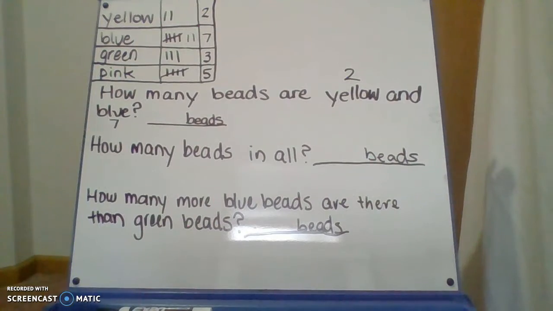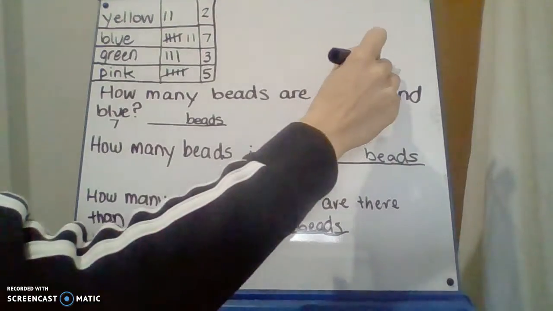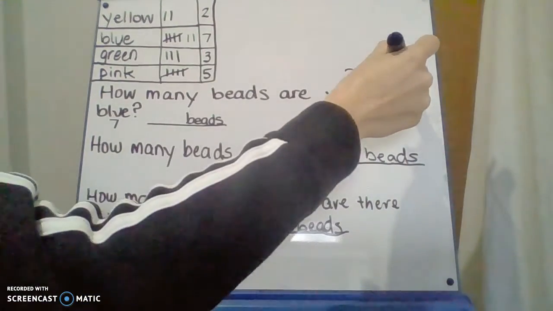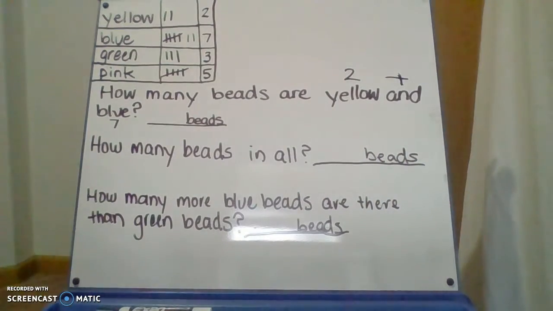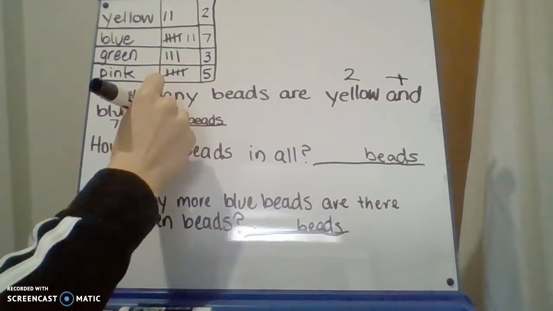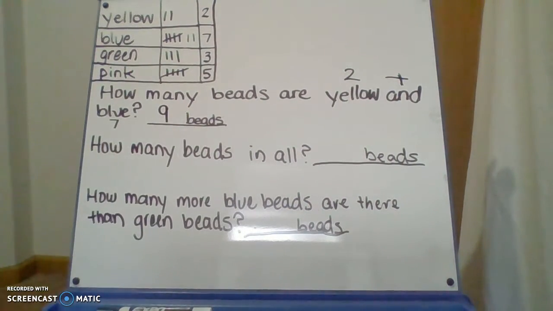Giving you that think time. What do you think you're going to do? You are going to add. So I like to also put a little addition sign to know. And then I can do it from there. What's 7 plus 2? 9 beads.